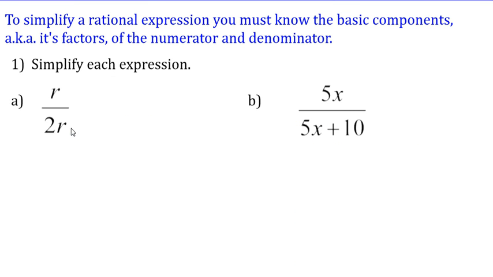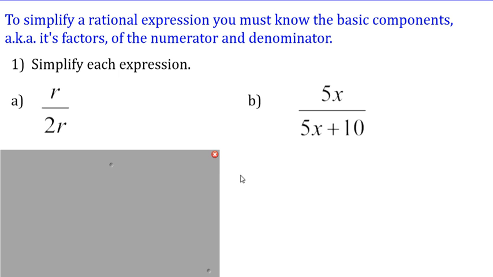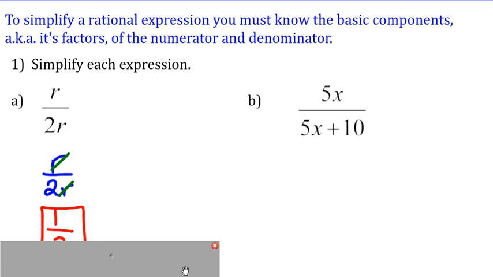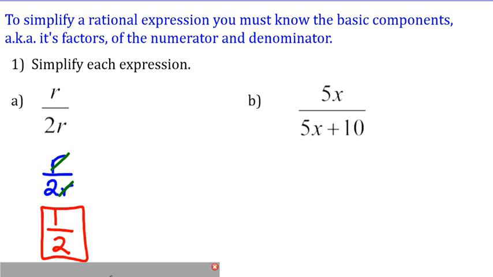Here we have r divided by 2r. Again, we want to put it in its simplest terms. By looking at our problem, again, you want to say, well, what do they have in common? They both have an r that we could divide out, so we're left with 1 over 2. That's the simplified rational expression.